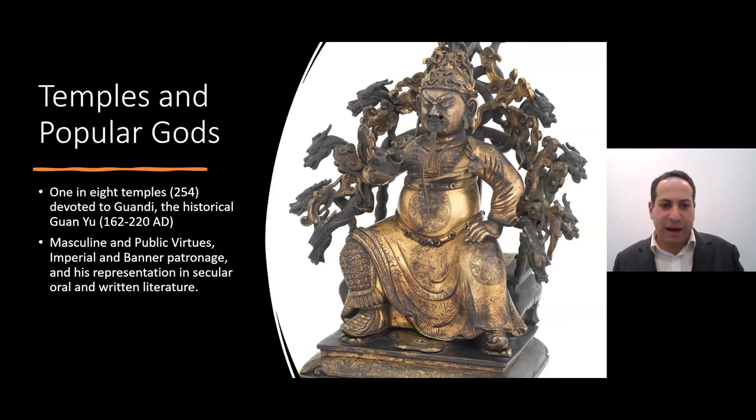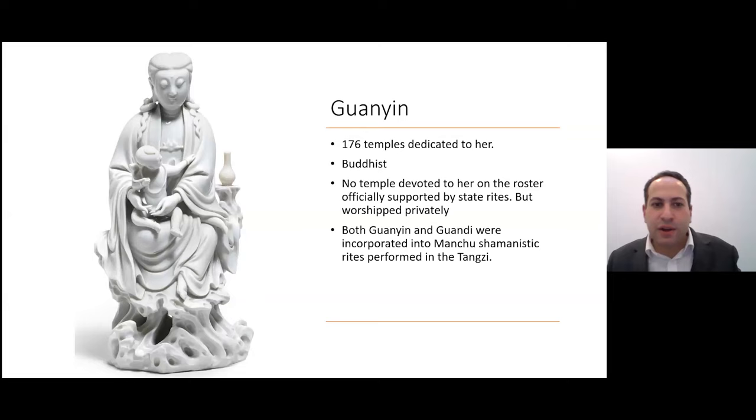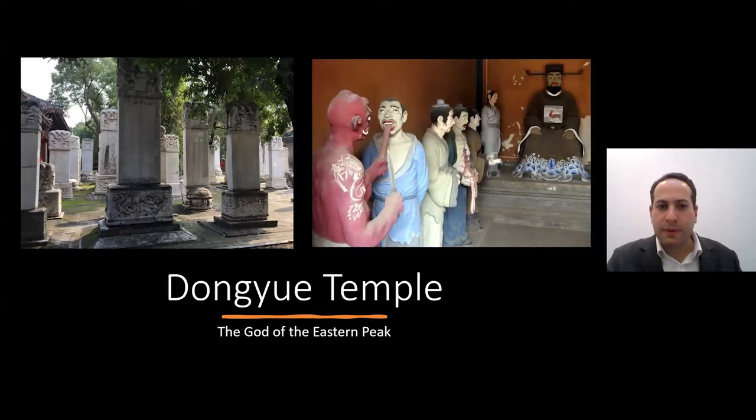There is the goddess Guanyin, who is the goddess of mercy. There are 176 temples dedicated to her. She's a Buddhist deity, with temples to her across Beijing and across China, and you often see these statues of her. This is a Blanc de Chine example made in Fujian in the 18th century. There is in Beijing the Dongyue Temple, the god of the Eastern Peak. You can go and visit it today.